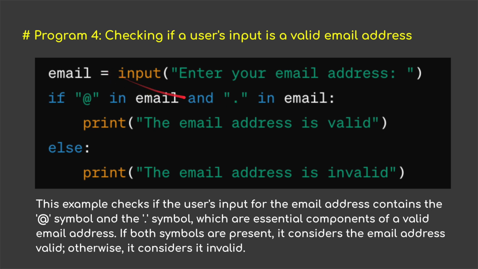Okay, so email input, enter your email address. If an @ sign is in the email, and if there's a point, a full stop in the email, then print the email address is valid. Else print the email is invalid. So it's just doing a little bit of a check on these two conditions here. So let's have a little look at Python and see how this works.